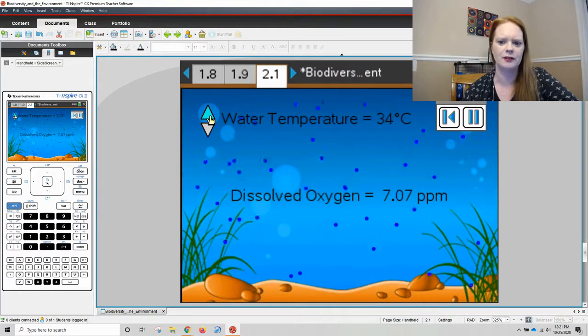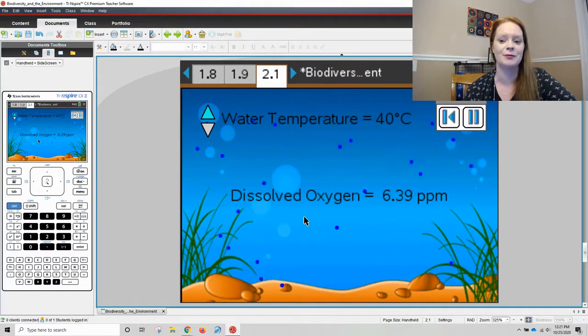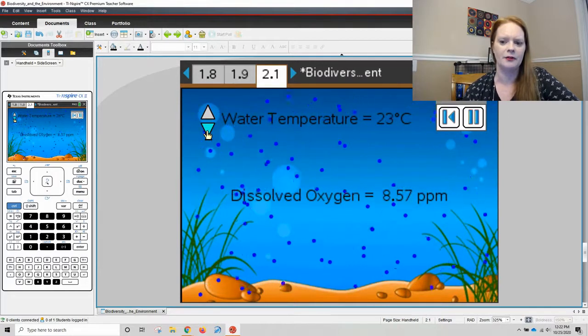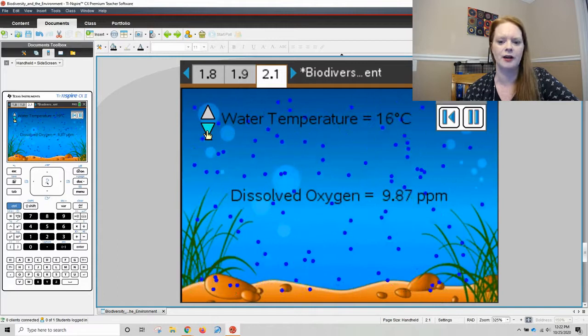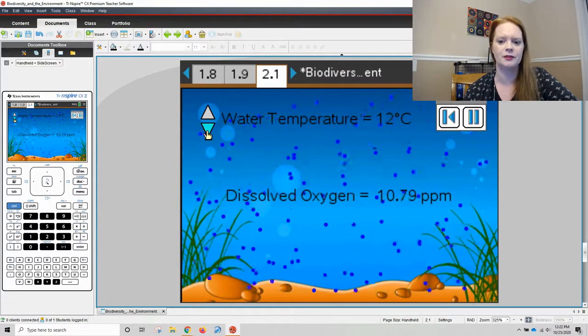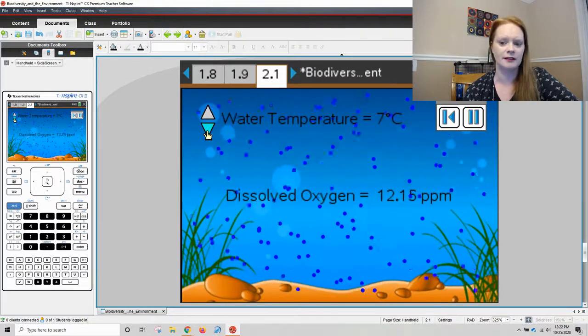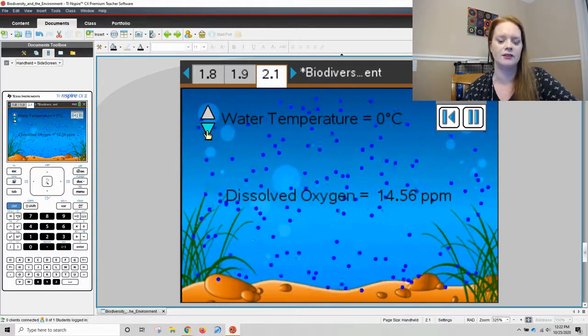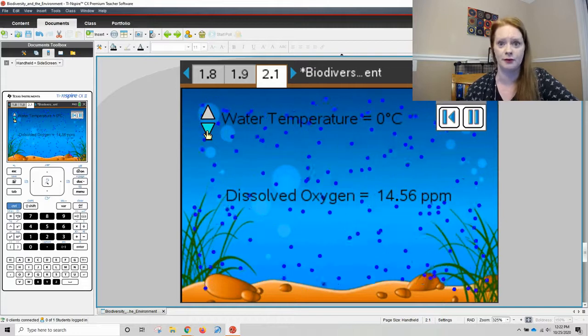As we increase our temperature, I have my students tell me what's happening to the dissolved oxygen. As we increase, now we're at 35, we'll increase to 40 degrees Celsius, which is very warm. Our dissolved oxygen is about 6.3, and we can even see that the number of little circles has decreased. Then if we decrease our temperature to about 0 degrees Celsius, we find that the dissolved oxygen is at 14.5 parts per million.